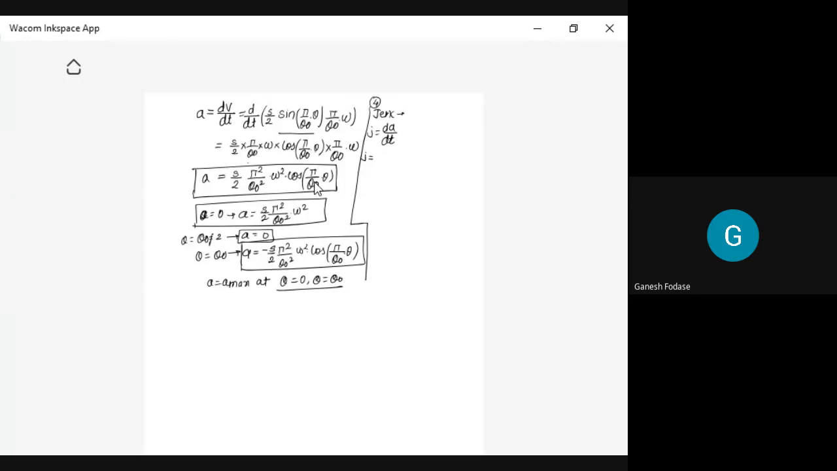Equation for jerk, very simple. Take derivative of acceleration. I can directly write. Can anyone tell me the equation? Yes, sir. Right. Yes, please. Minus S by 2 pi cube, very good. Pi cube by theta O cube omega cube sine pi theta by theta O into theta.